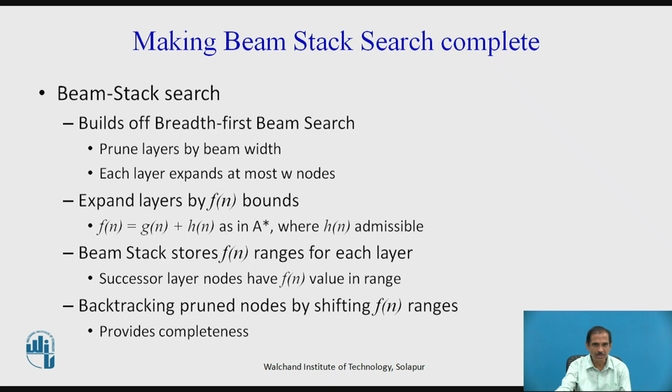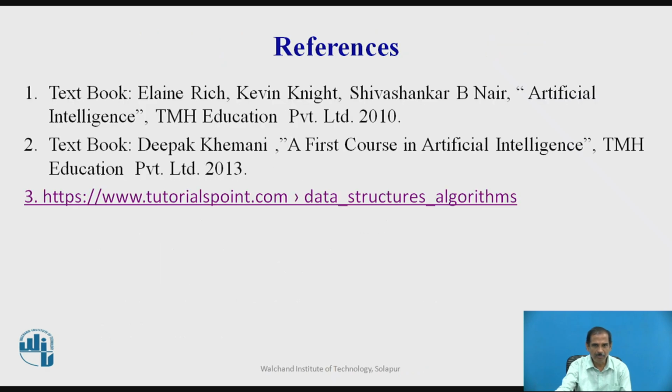Beam stack search builds off breadth first beam search, pruning layers to the beam width, with each layer expanded to at most W nodes, expanding the layer within the f bounds, generating an estimate f of n which consists of g of n and h of n as in the A star algorithm, to see that h of n is admissible. Beam stack search stores these f of n ranges for each layer. The successor nodes have f of n values in the range, and we use backtracking on pruned nodes by shifting f of n, which provides the completeness.